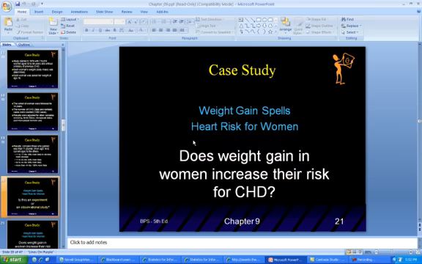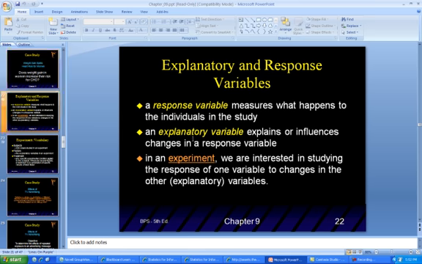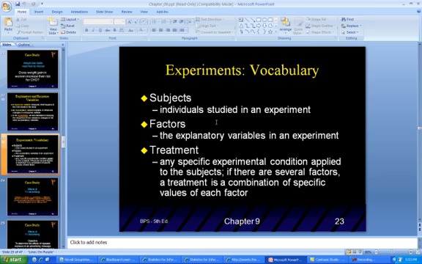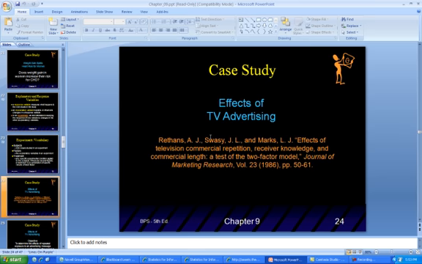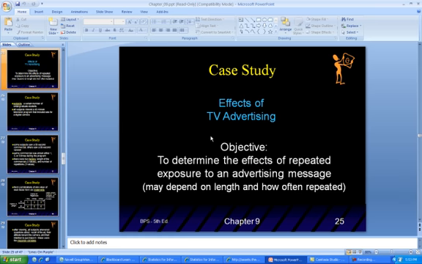So I want to move on to the next thing, explanatory and response variables. We've already done that. Subjects, factors, and treatments. You can look at this. Effects of TV advertising. Some of you have talked about doing a research project on does TV cause violence among kids, and you can look at all the research on that, and it's still open to controversy as well. And you can look at this.